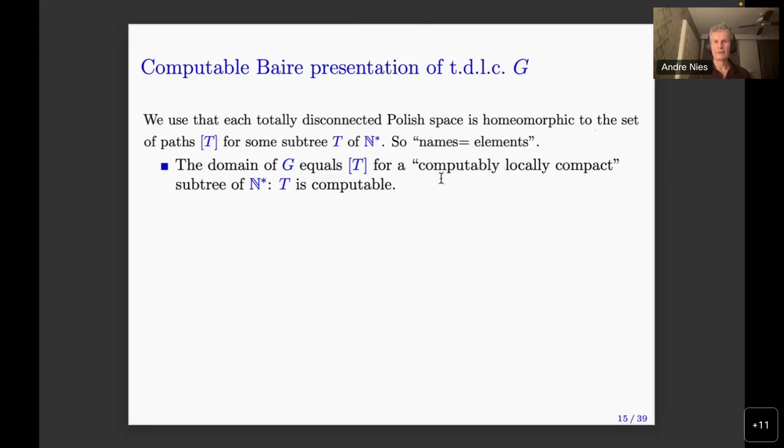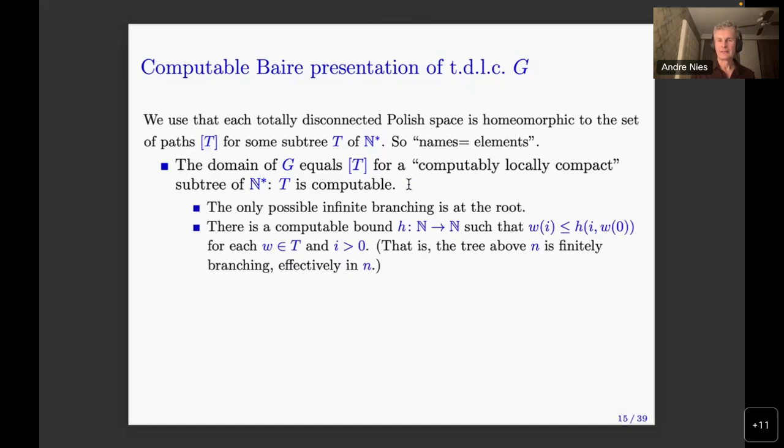So first of all, T itself is of course computable. By the way, N star is the finite strings of natural numbers, right? And they're ordered under extensions. So you all know what a subtree is. And I want this tree to be computable and have no dead ends, which I should have written separately. And now the only possible infinite branching is at the root. And above such a branching, there's a finitely branching tree. And in fact, I want a computable bound on the width of that branching, depending on the level and on the first entry of the string. The tree above n is finitely branching effectively in n.